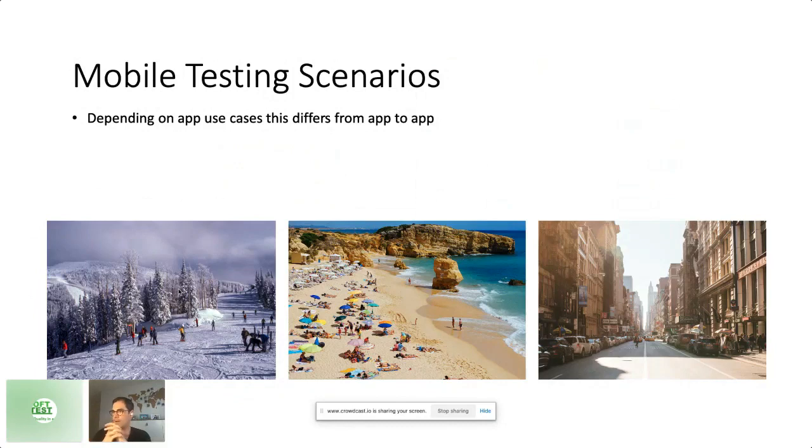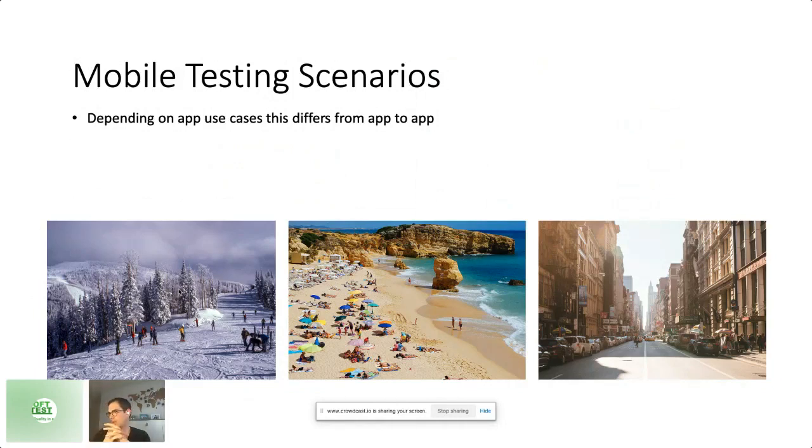Another scenario can be at the beach. One example that always comes to my mind is you're on the beach, you see there's a nice Wi-Fi sign, you have to connect to a captive portal, but maybe you cannot read this captive portal because the contrast of the text color and the background is not something that you can see. So all those kinds of scenarios you have to keep in mind depending on the app use case.